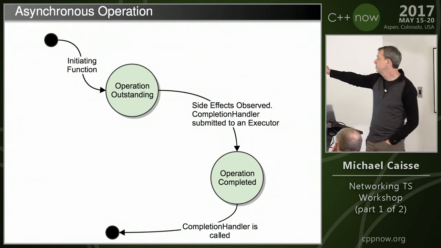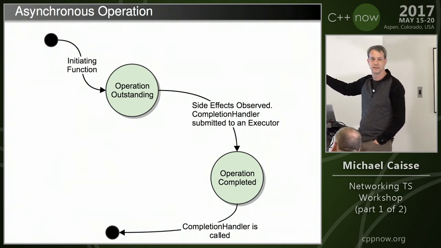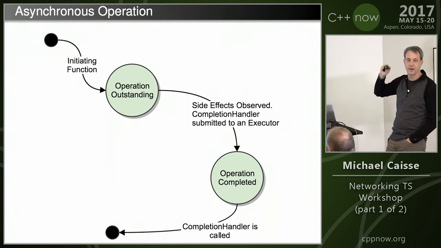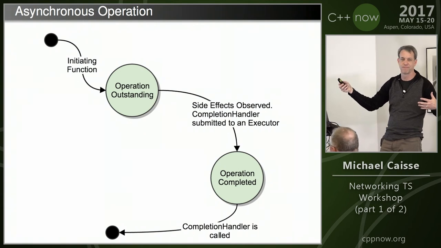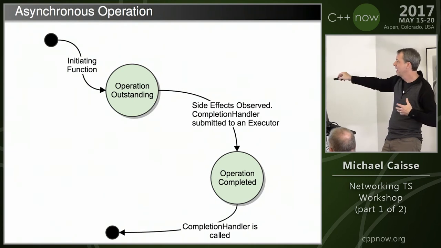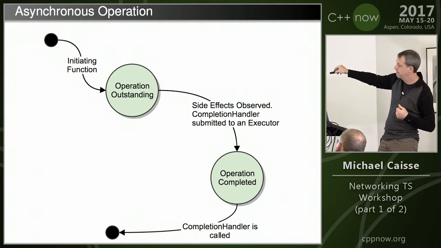From that point, it's going to move into this place where we can observe side effects. It's going to run, right? And the completion handler, because it's going to finish, is going to get submitted to the executor. So I've done whatever you wanted. When we're posting something, I've done whatever you wanted is like, just take the completion handler and run it. And then that's going to move into this operation completed. So the operation completed, the completion handler has not been run yet. The last stage is call the completion handler.